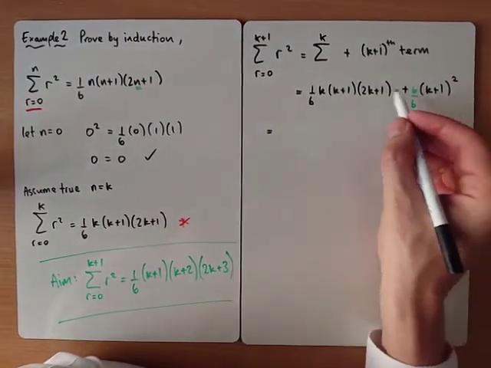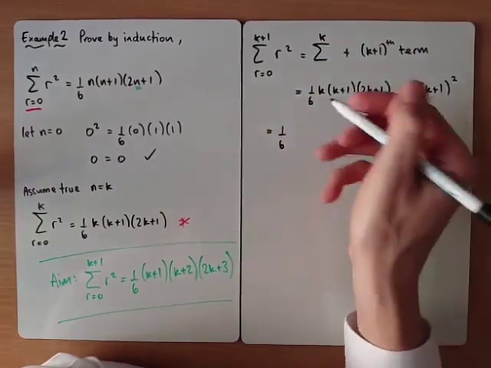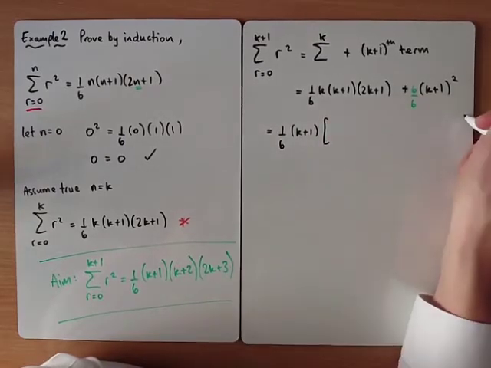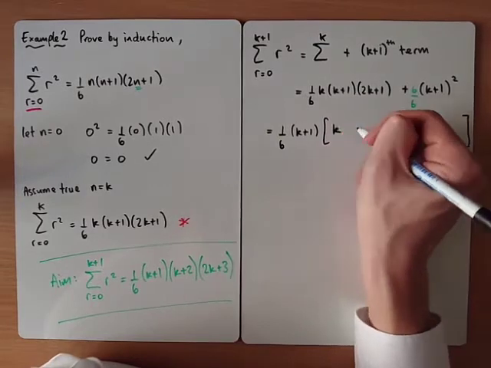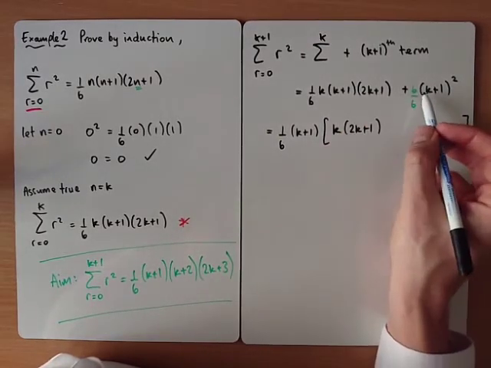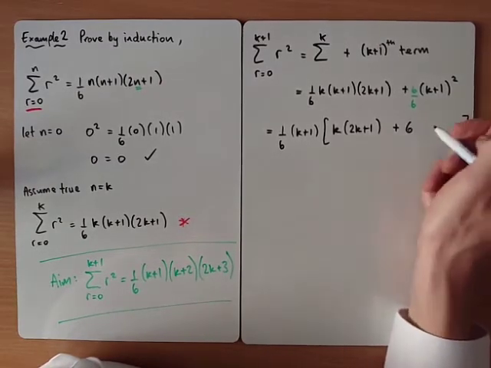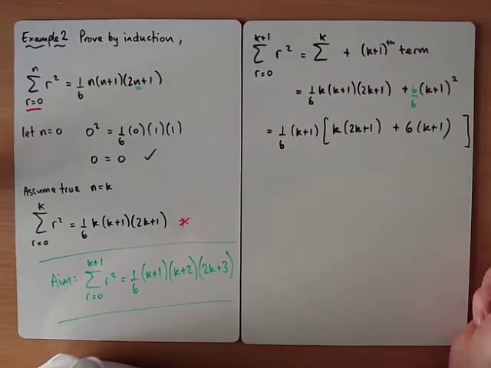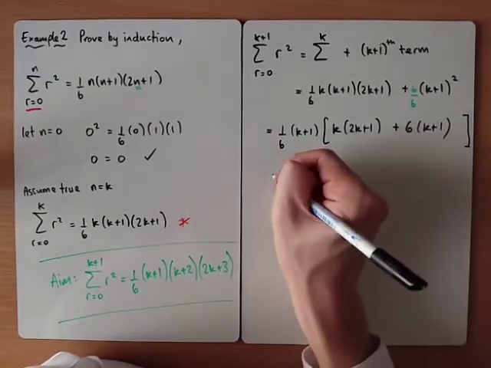Now what can we take out of both of these? So we can take a 6th out, and we can take a k plus 1 out of both. See what we've got left. We've still got a k left, and a 2k plus 1. Taking a k plus 1 out, so you're left with 6 lots of k plus 1. And then hopefully if we expand this out, we'll get the result that we wanted here.